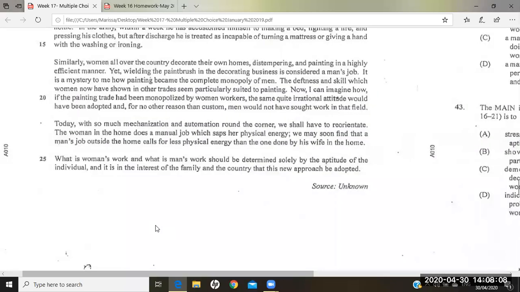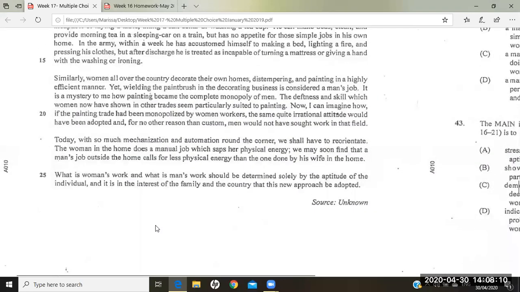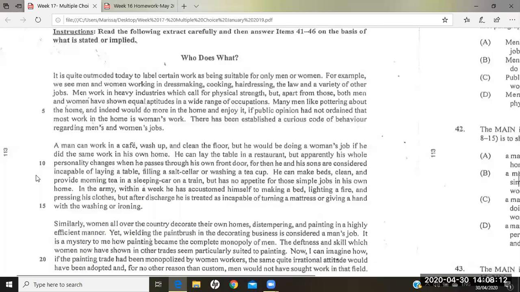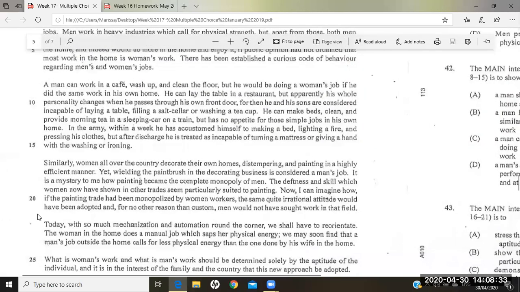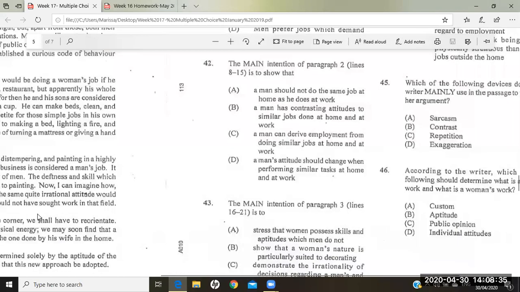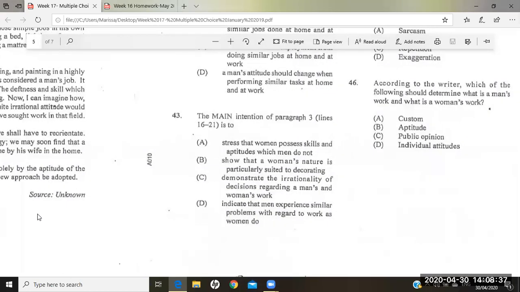So let's look at paragraph 3. This is paragraph 3 here when they were talking about women. So what was the issue they were saying here? They talked about women decorating the homes and doing the painting, but then painting is something that men do and they can't particularly do it. And if painting was monopolized by women, then men wouldn't do it and so on. So for 43, what was the main intention of that paragraph based on the options?